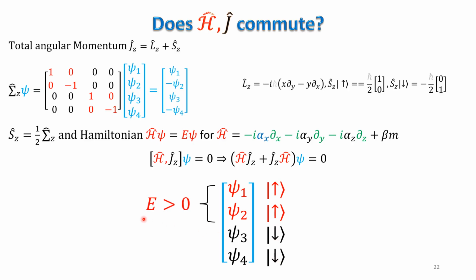For energy greater than 0, energy less than 0, a bispinor. This is a very interesting situation that Dirac hunted out.